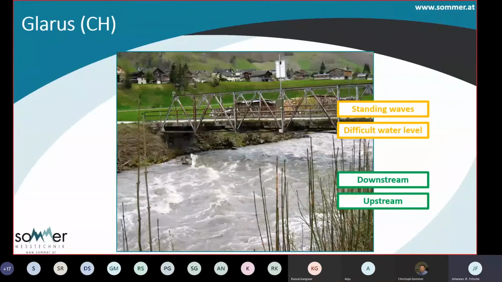And then here, an Alpine river in Switzerland with an RQ instrument mounted on a bridge with a solar panel for powering. It's a good site where you can look both downstream and upstream. What might be difficult is the standing waves that can form here at higher water levels. And so it might also be difficult to get the accurate water level of this river.